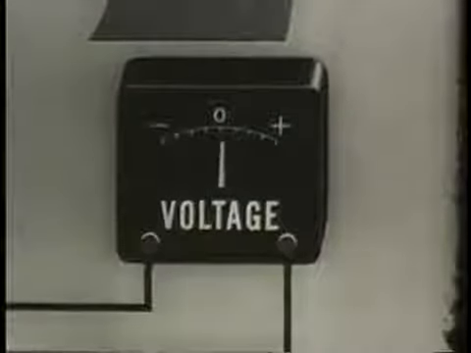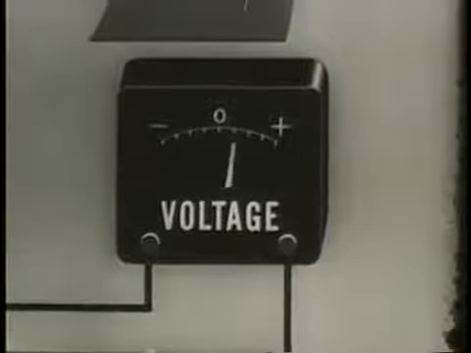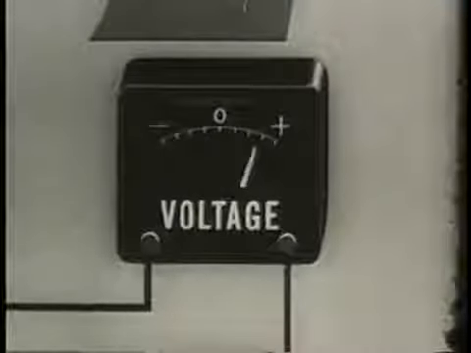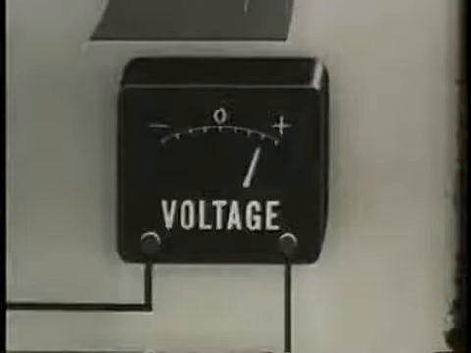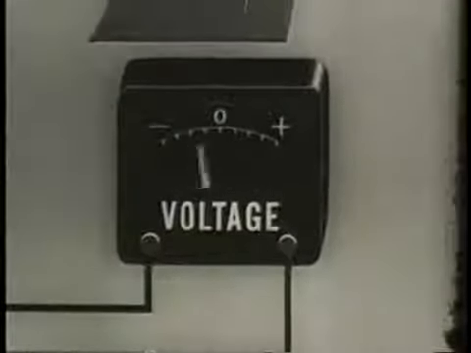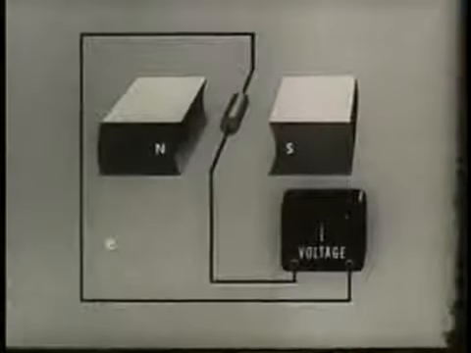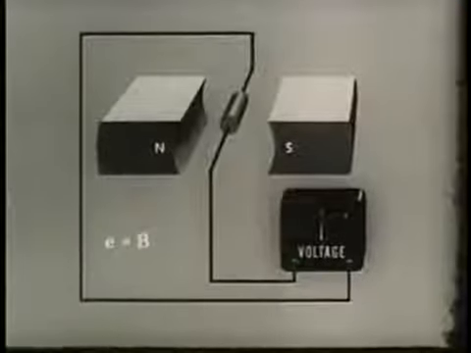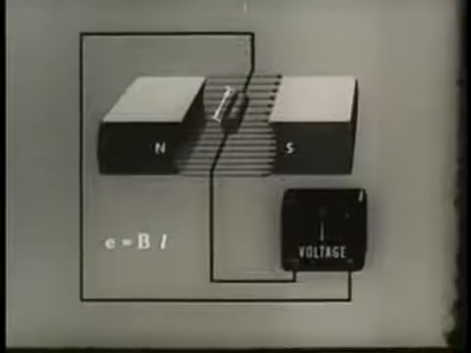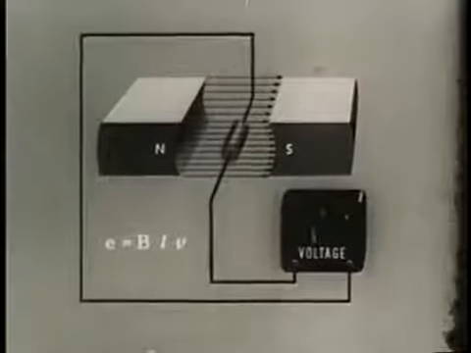The amount of EMF generated at any instant is determined by three factors: the strength of the magnetic field, that is, the number of lines of force; the length of the conductor cutting the lines of force; and the velocity with which the conductor is turning. We can determine the amount of instantaneous EMF by a simple formula. The instantaneous EMF, E, equals B, the strength of the field, times L, the length of the conductor cutting lines of force, times V, the velocity of the conductor.